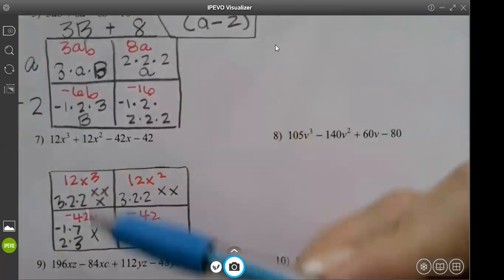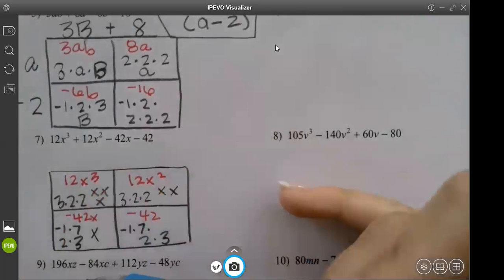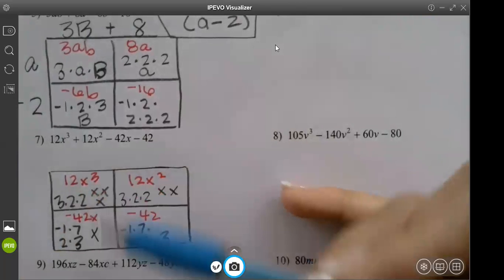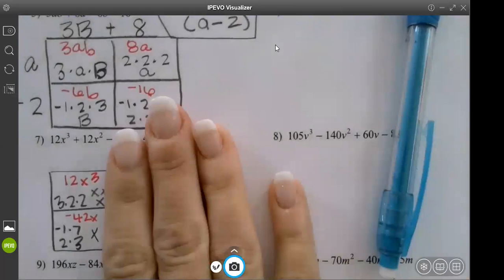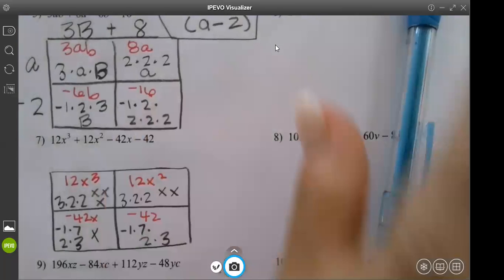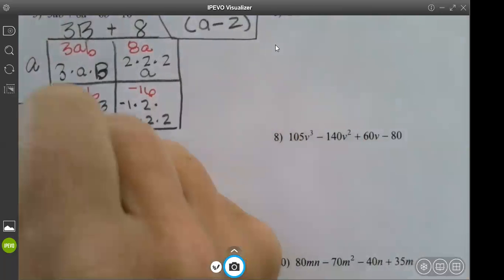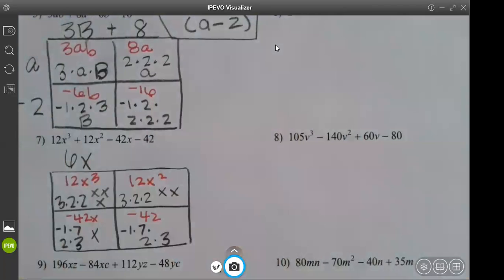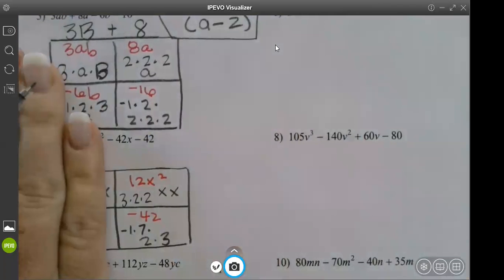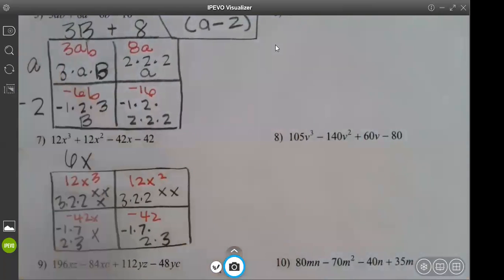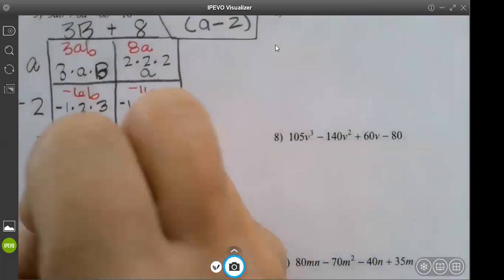Top to bottom, what do we have in common? 3 and x. What else? Look at it one more time. A 3, a 2, and an x, right? What's 3 times 2? 6. 6 and an x. Let's go in on top. On your other one, what's in common on this one? 2 and a 3. 2 times 3 is 6. 6. And this one should be positive.